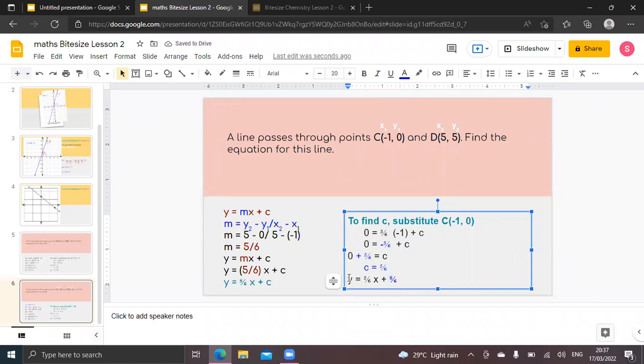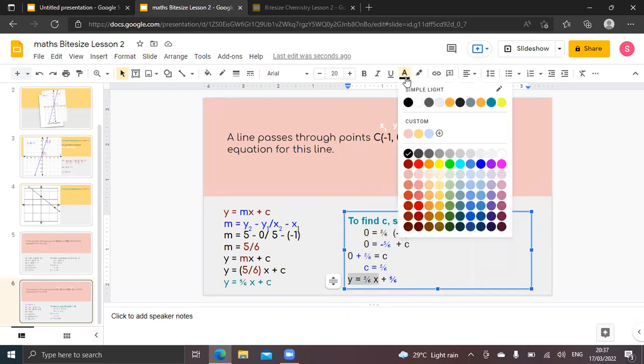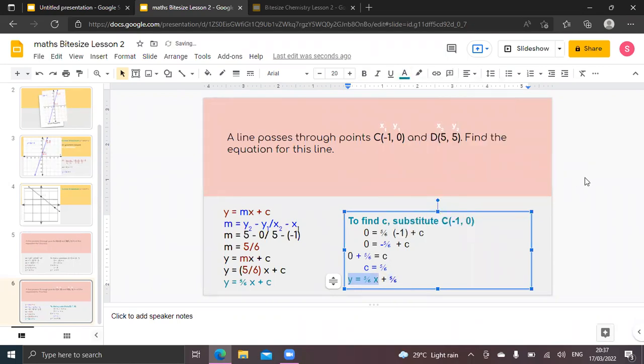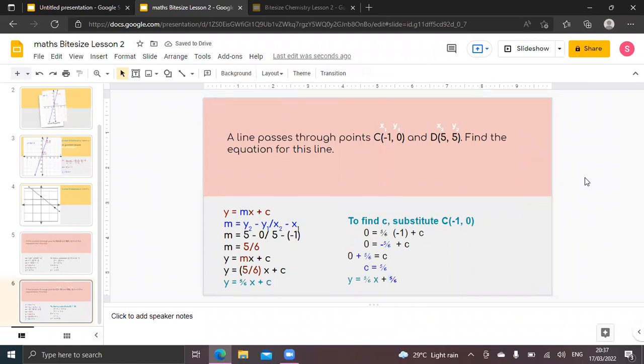You can see it here. So in other words, that is the equation for my line which passes through point C, (-1, 0), and D, (5, 5).